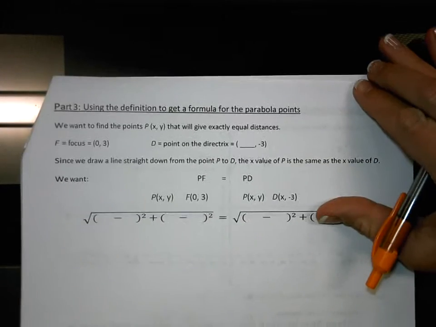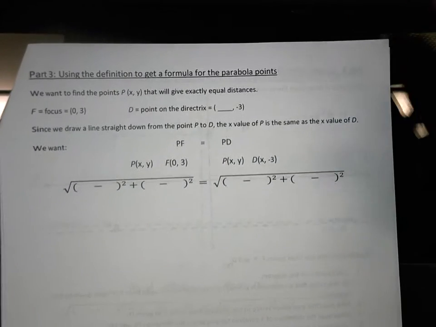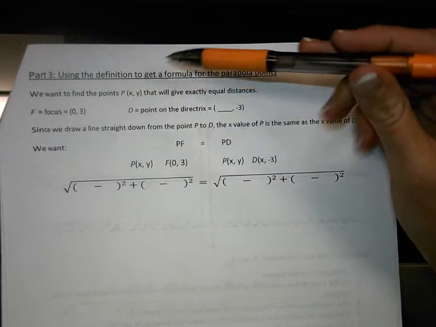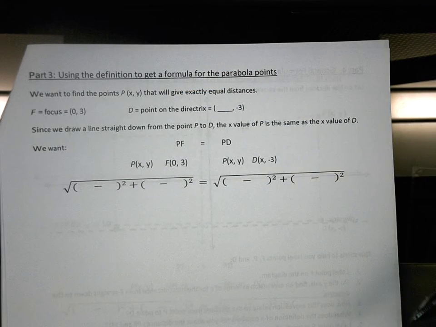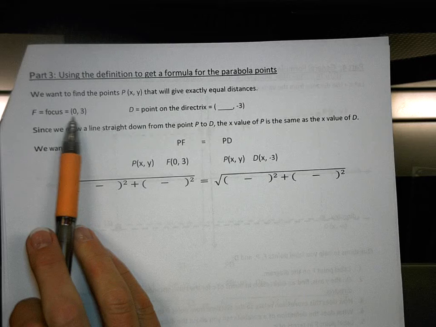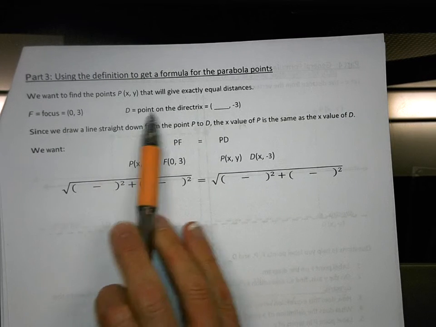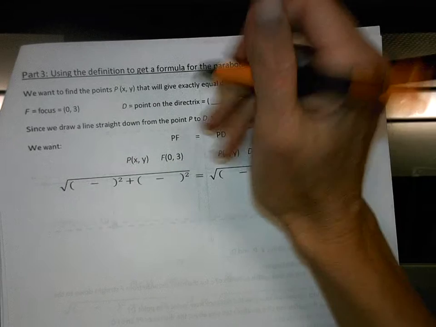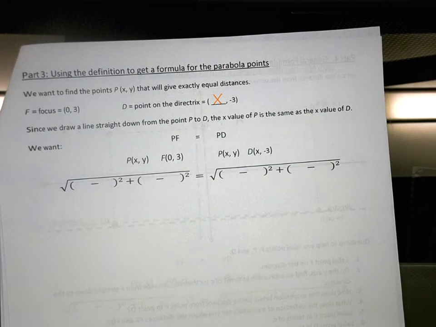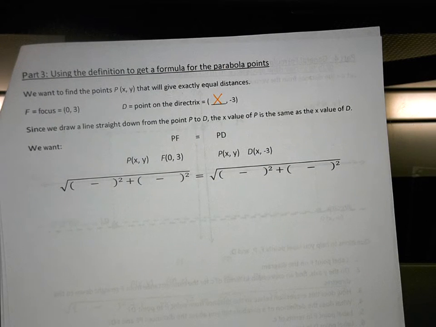Using the definition to get a formula for the parabola points, we want to find the points P, X, and Y that will give exactly equal distances. Okay, so if our focus is 0, 3, D is a point on the directrix, but remember it's always going to be an X value and the X value of the point we choose. So I'm just going to leave that as X because it's going to change. Okay, so if we're trying to find the point, this is our formula.